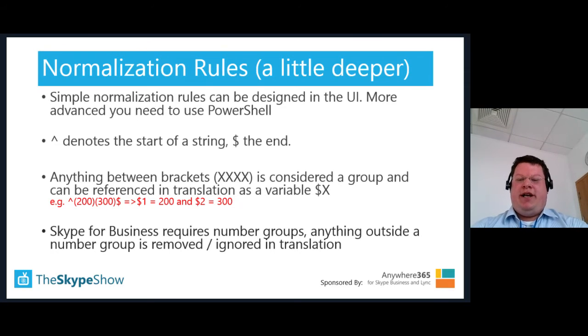Skype for Business requires number groups. Anything outside these number groups is ignored in translation. So if you want to omit the leading 0, for instance, you would put this outside your first number group.